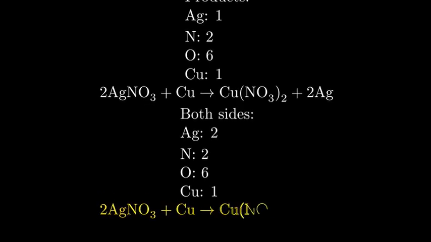The final balanced equation is 2AgNO3 plus Cu yields Cu(NO3)2 plus 2Ag.